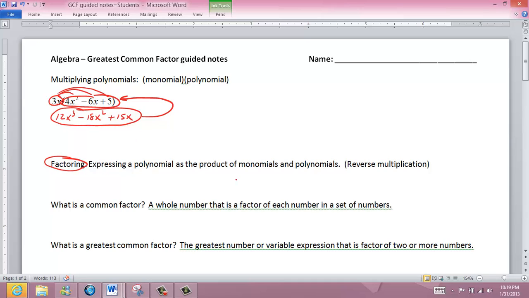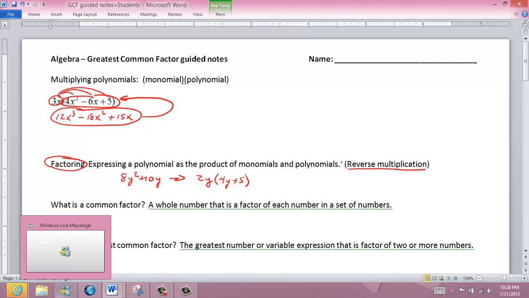I like to call this reverse multiplication. Say you're given the polynomial 8y squared plus 10y, and your goal is to factor this. After you factor it, you will get a product of the monomial 2y times the binomial 4y plus 5.